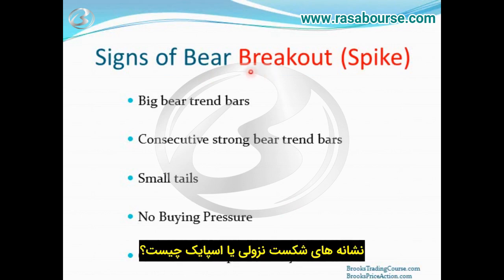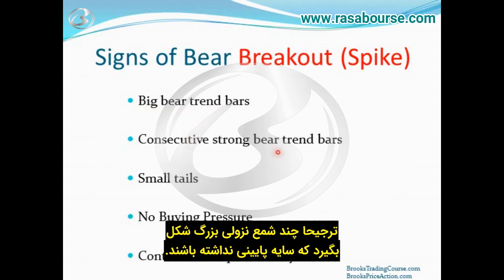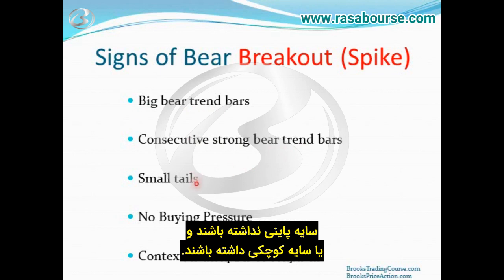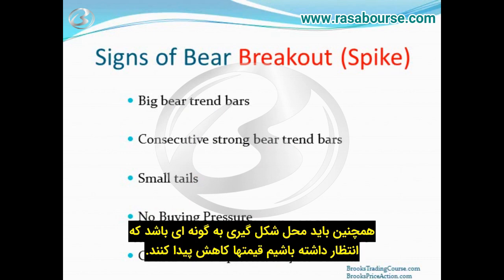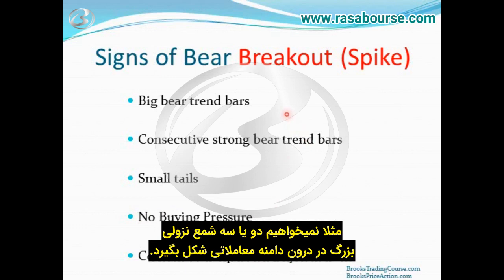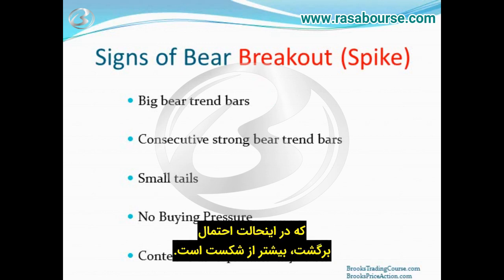So what are some of the signs of a bear breakout, a spike? You want to see one or more big bear trend bars, big bodies, preferably consecutive big bear bars, closing on their lows, very small tails below or no tails below, no sign of buying pressure, and you want the context to be supportive of lower prices. For example, you don't want this to be 2 or 3 consecutive bear bars inside of a trading range, because it could simply be a sell vacuum test of the bottom of the trading range, in which case a reversal is more likely than a breakout.